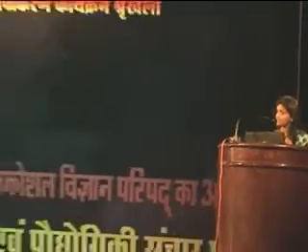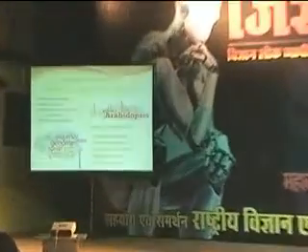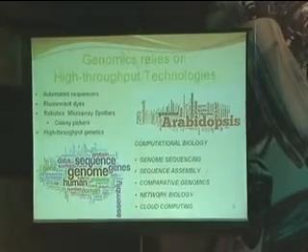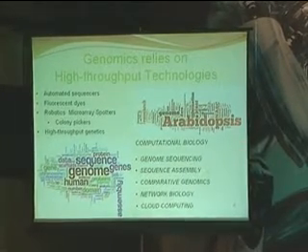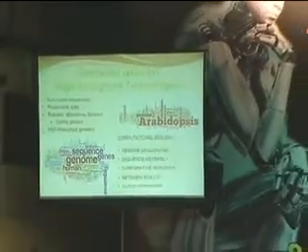So genomics is a field of research that relies on very high throughput technologies. These high throughput technologies could be of two kinds. One is the experimental kind, the other is the computational kind. So there is the in vivo or in vitro research, and there is on the other hand the in silico research or computational research, which we call informatics, bioinformatics.